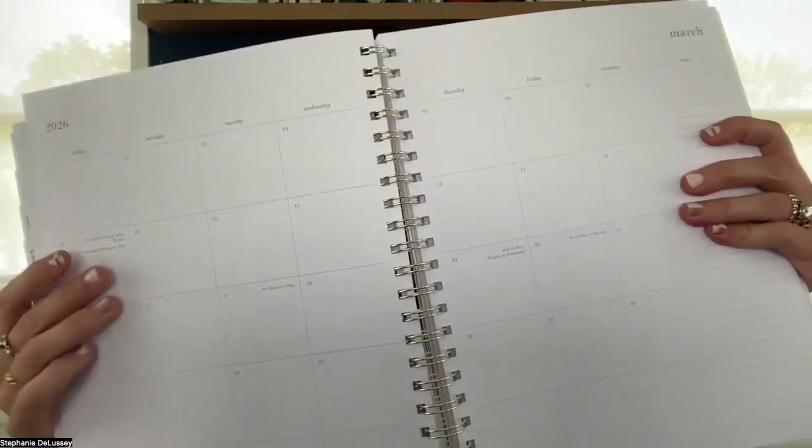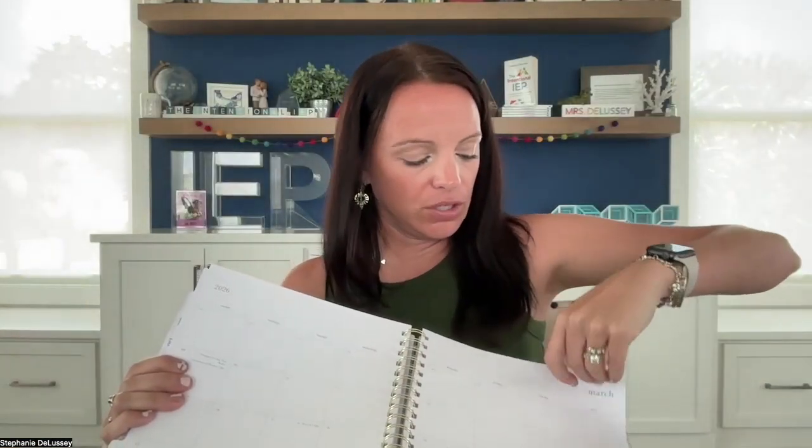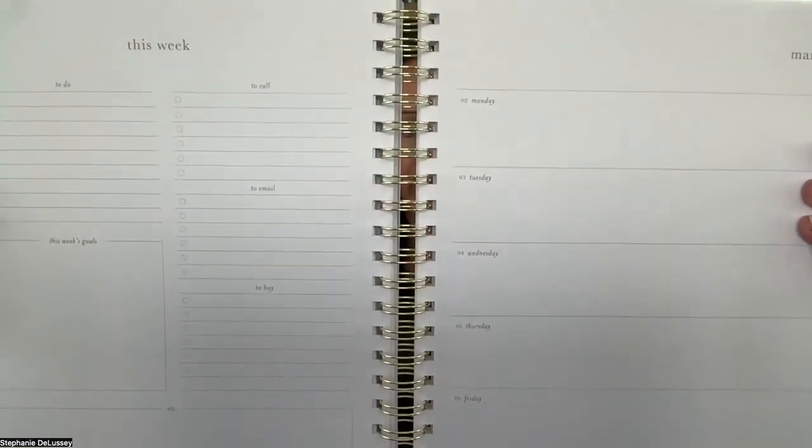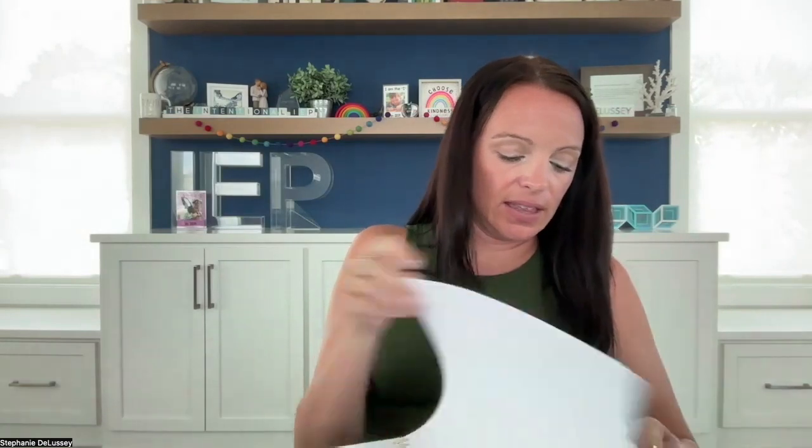So here's the March calendar. And then you go into the first week of March. So that is all that is in this planner. And then you do have a pocket at the end. It feels like a poly. It does. It is a poly folder pocket. So this is the Sugar Paper planner. I'll link it below.